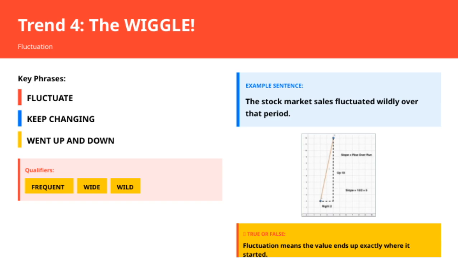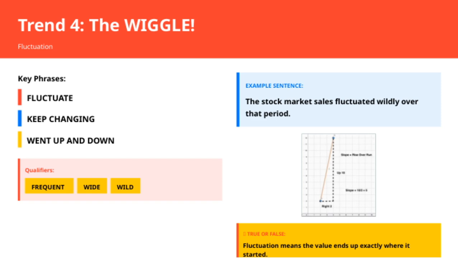Let's look at an example. The word wild can mean different things in different contexts. It can mean something that's uncontrolled, or it can describe something that happens a lot, like the market going up and down frequently. Remember our key phrase, fluctuation. It's all about the trend of going back and forth, a kind of wiggle.